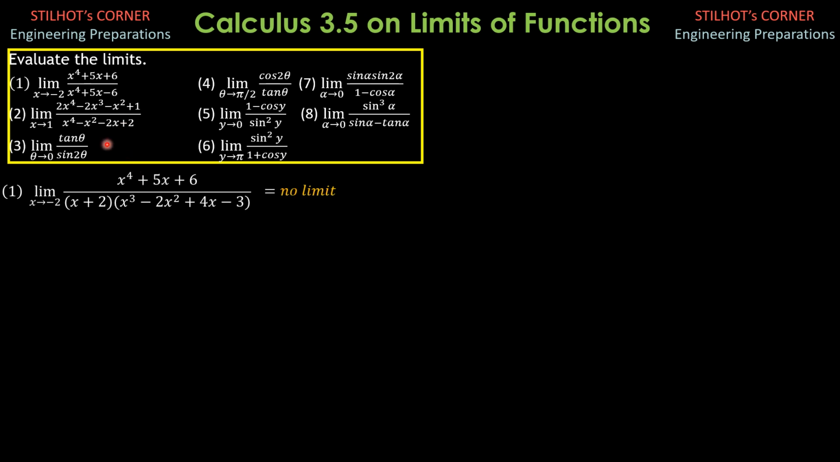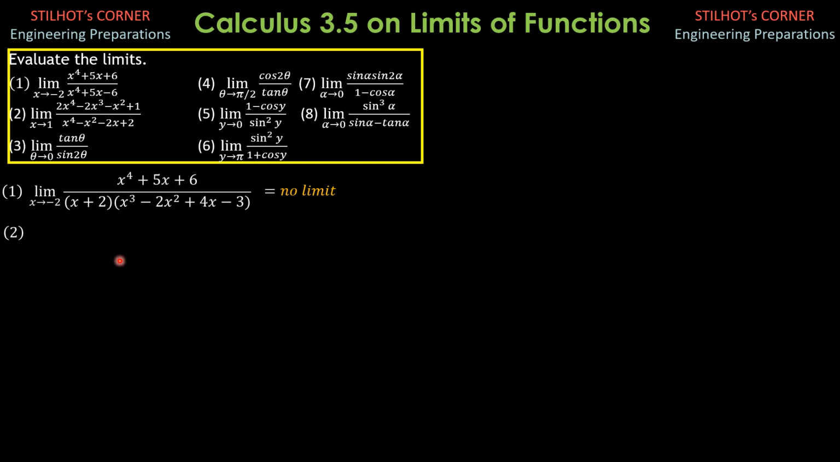For problem 2, as x approaches 1, we have 1 to the fourth is 1, minus 1 square, which is minus 1, so 0, minus 2 times 1, negative 2, plus 2, 0. So the denominator approaches 0. The numerator 2 times 1 to the fourth is 2, minus 2 times 1 cube, 0, minus 1 square, negative 1, plus 1, 0. So the numerator is also approaching 0, and if we factor the numerator and the denominator, definitely there is x minus 1 as a factor.